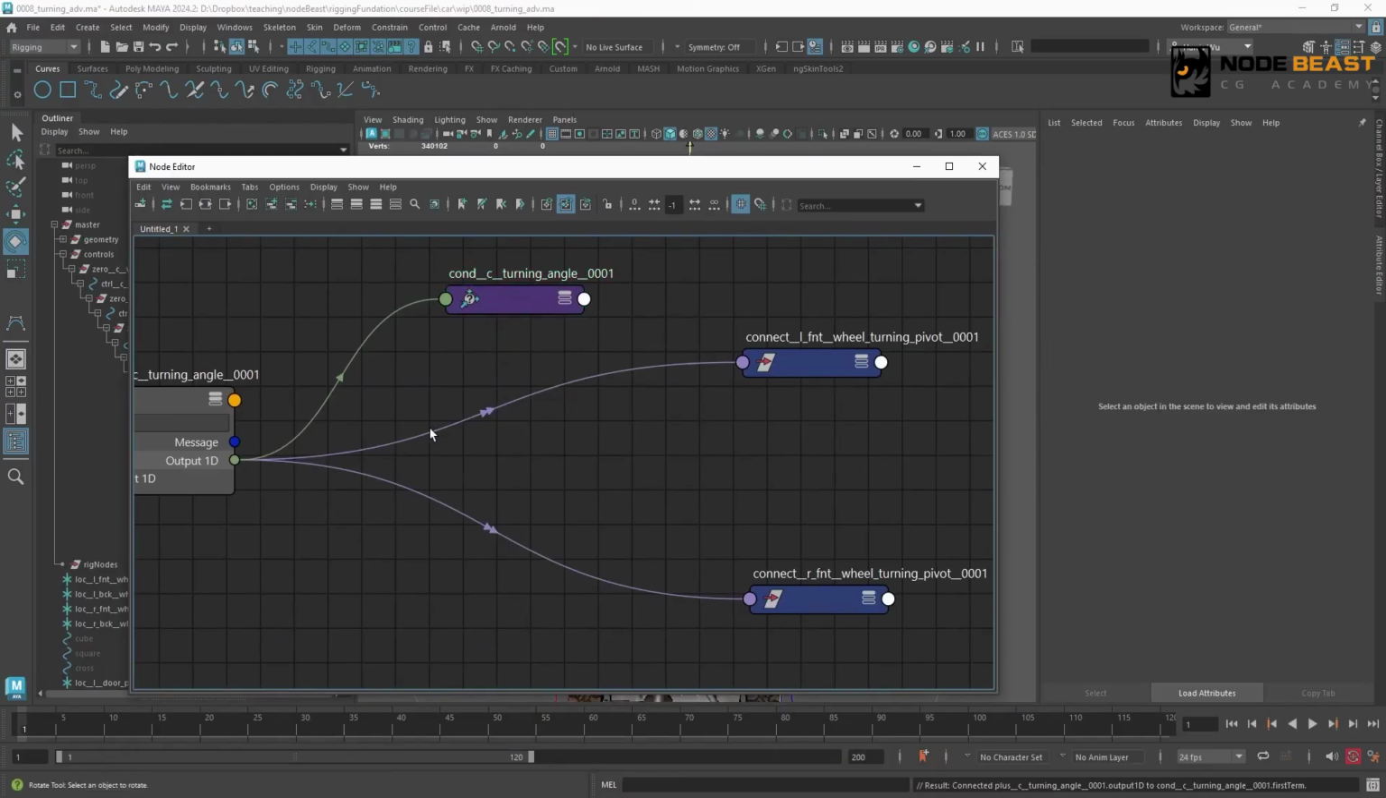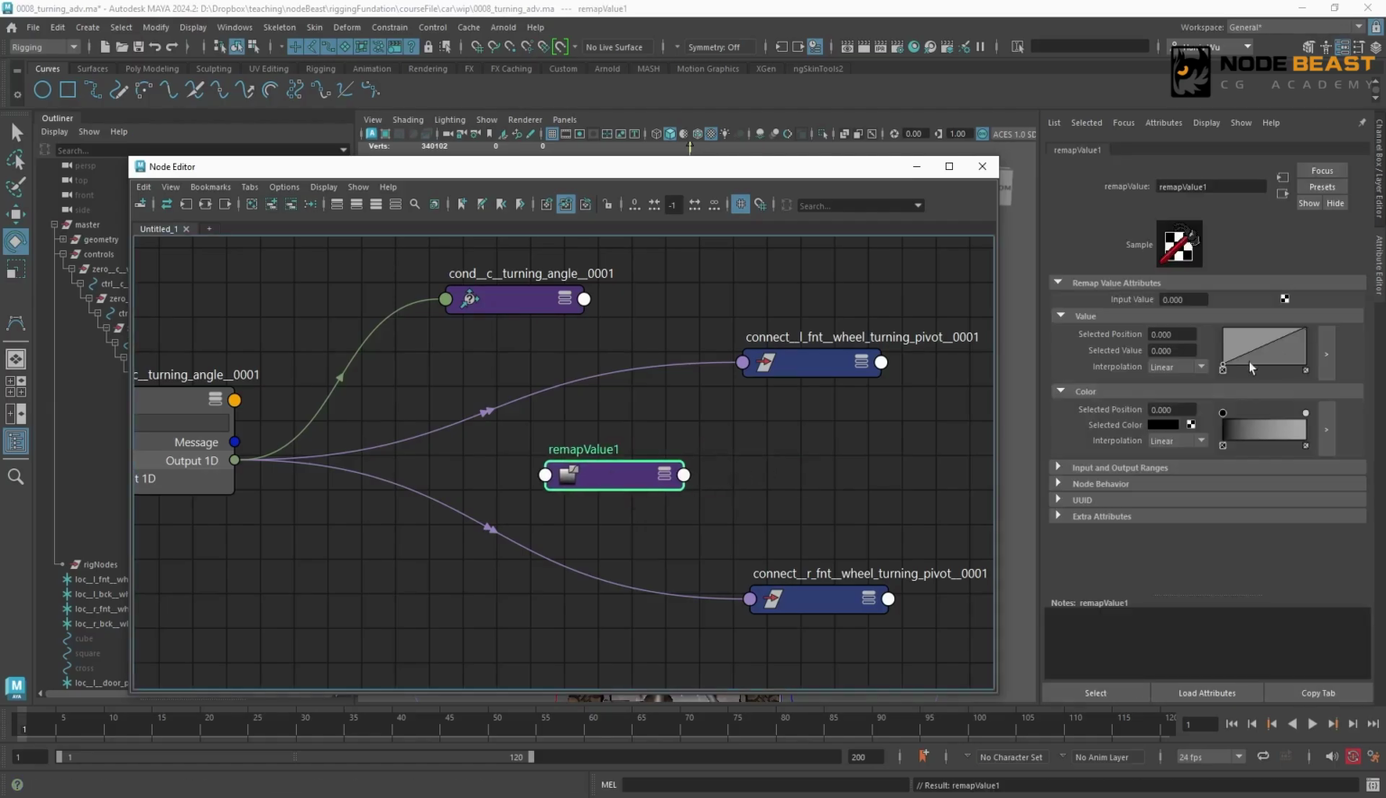What other node do we need here? We mentioned earlier, as this angle gets larger, the multiplication factor will keep increasing. So we need a remap value node. Because we know the remap value node has this kind of changing trend, it can remap the values. Let's start with the left side.